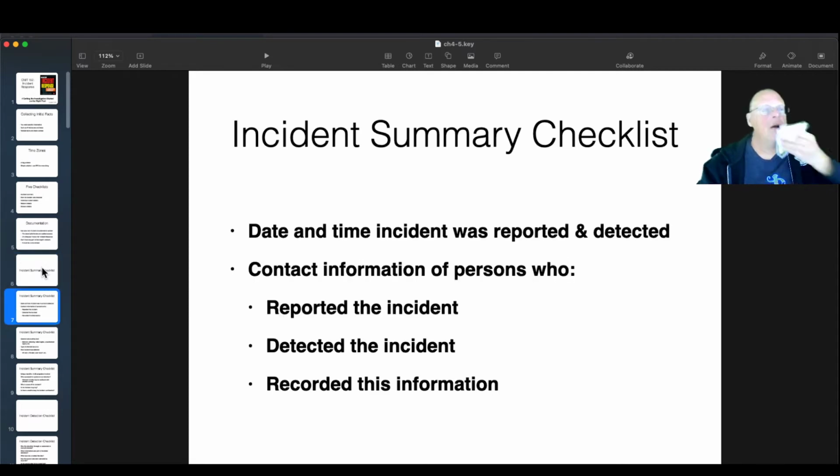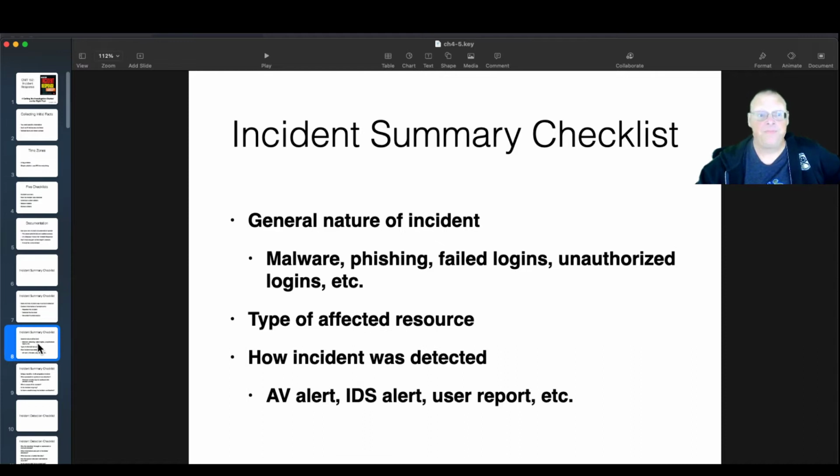Here's the summary: dates and times. This, by the way, fits very much for computer forensics. All these things are more or less common sense, but you need these checklists to make sure you don't miss anything, and you should have standard procedures so you always do these standard things. So you record information of the people who did things, reported it, detected it, recorded this information, so you know who to ask later if you have questions, or if you need somebody to testify in court.